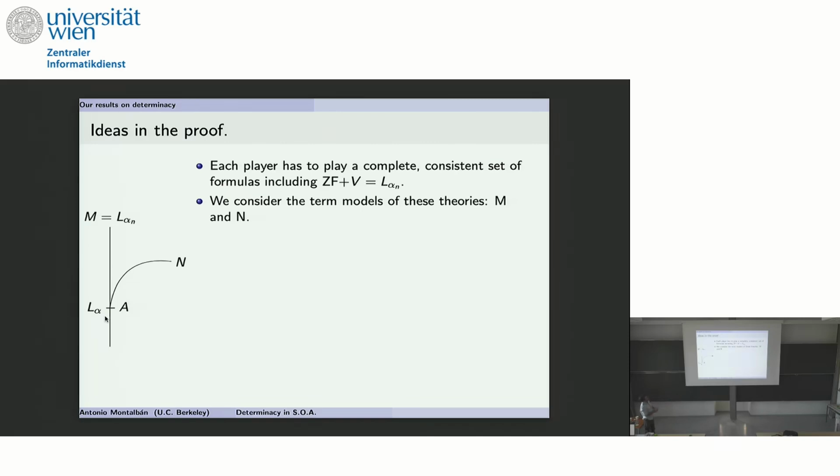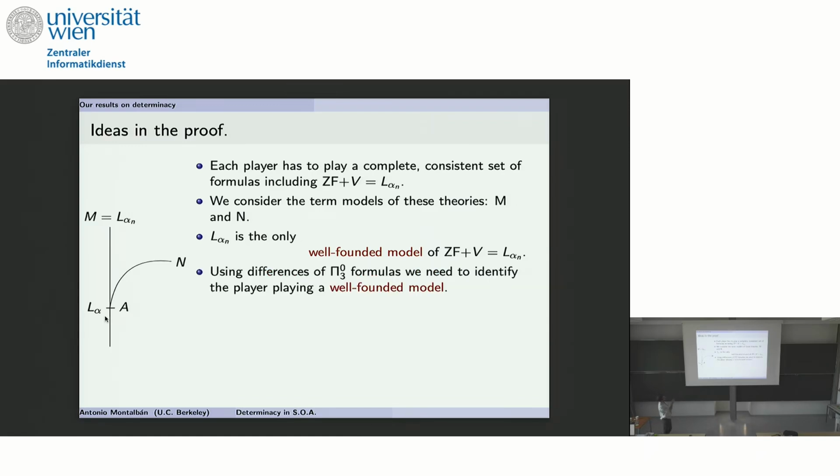And we need to identify which of the 2 players is playing the real L alpha n. If both are, we say player one wins, so suppose one is and the other one is not. Okay, and L alpha n is the only well-founded model of ZFC plus V = L alpha n. All the other ones are not. So we are assuming that one of them is playing a well-founded model and the other one is not. So now what we have to do, using differences of Pi^0_3 formulas, is identify the player that is playing a well-founded model.